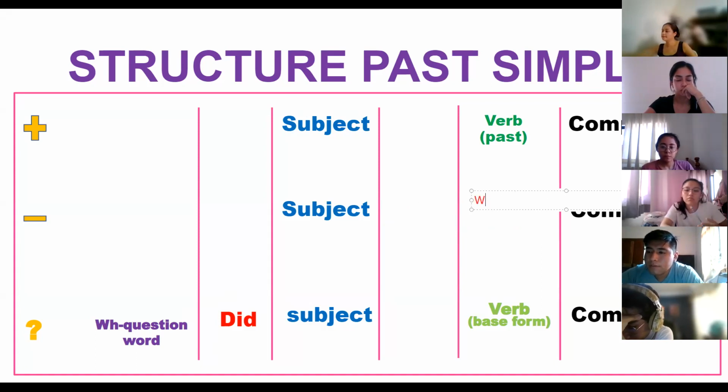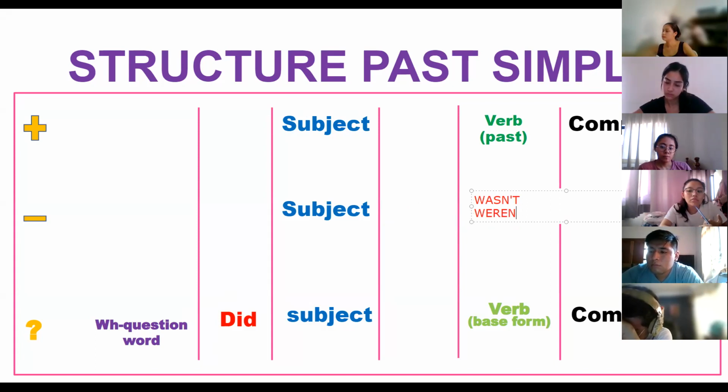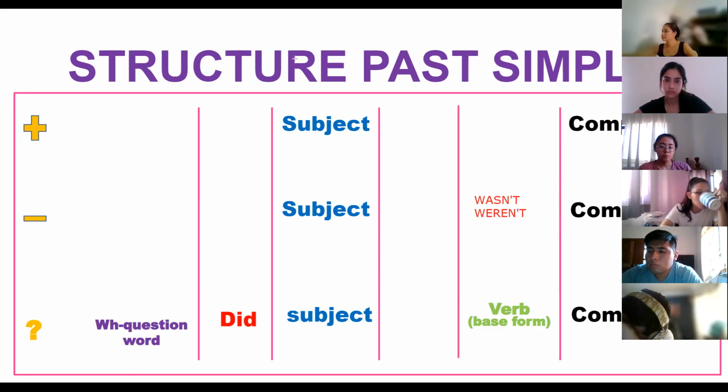For example, here, wasn't or weren't. Right? The same here. The verb here is in the past, of course. The verb that we need is was or were.